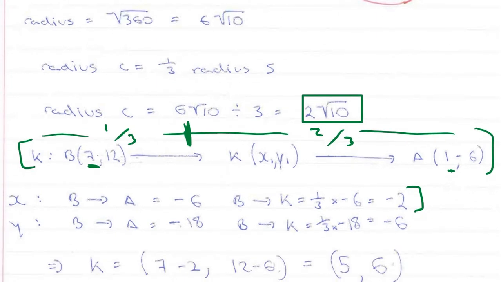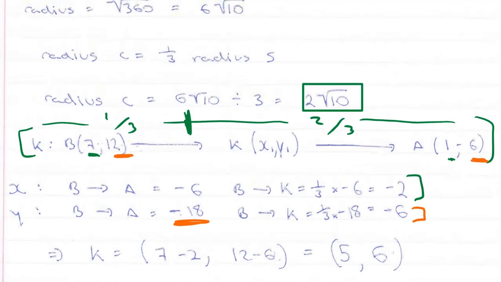And for y, we know that the y-coordinate goes from 12 to minus 6. That's a decrease of 18. We know that K lies 1/3 of the way along the line from B to A, so therefore the jump on going from B's y-coordinate to K is only going to be 1/3 of 18, which is down by 6. So the y-coordinate of K will be 12 minus 6, which is 6.